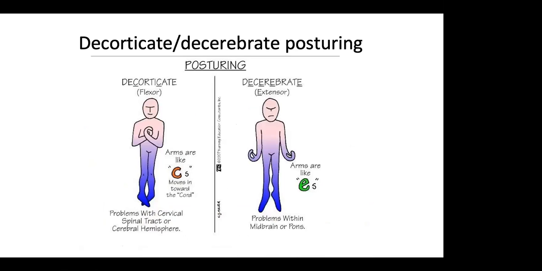Okay, this is the picture of the decorticate and the decerebrate posturing, which also happen in increased ICP. If decorticate posture, probably the problem lies within the cervical spinal tract or cerebral hemisphere. If decerebrate posture, the problem may lie within the midbrain or pons.